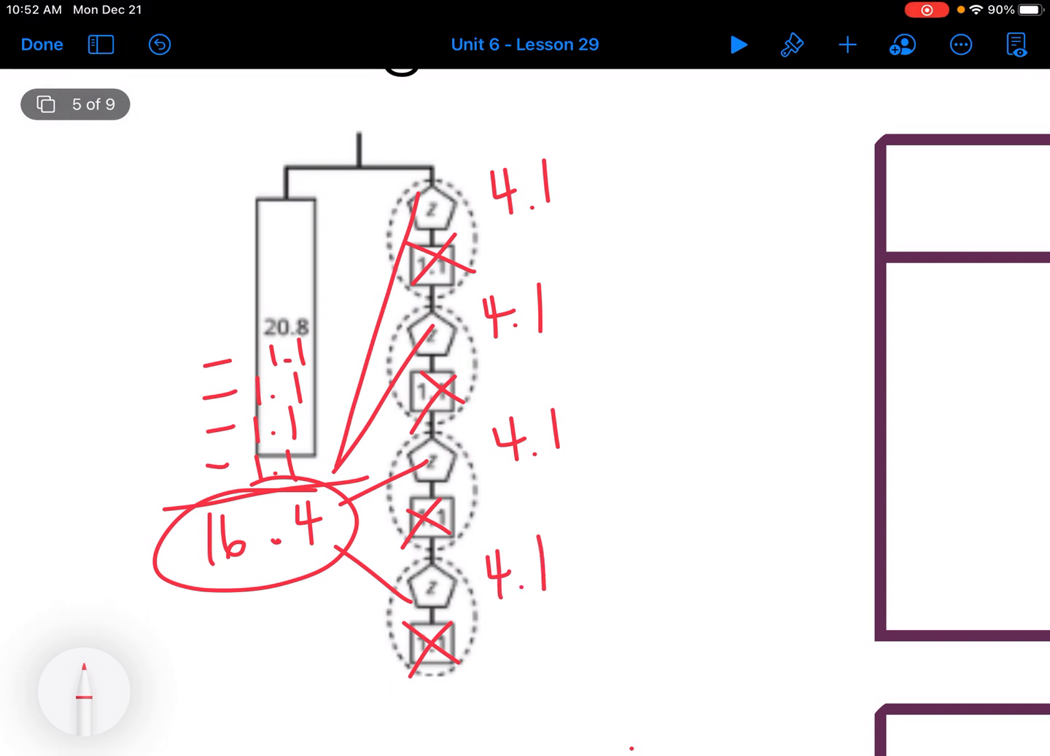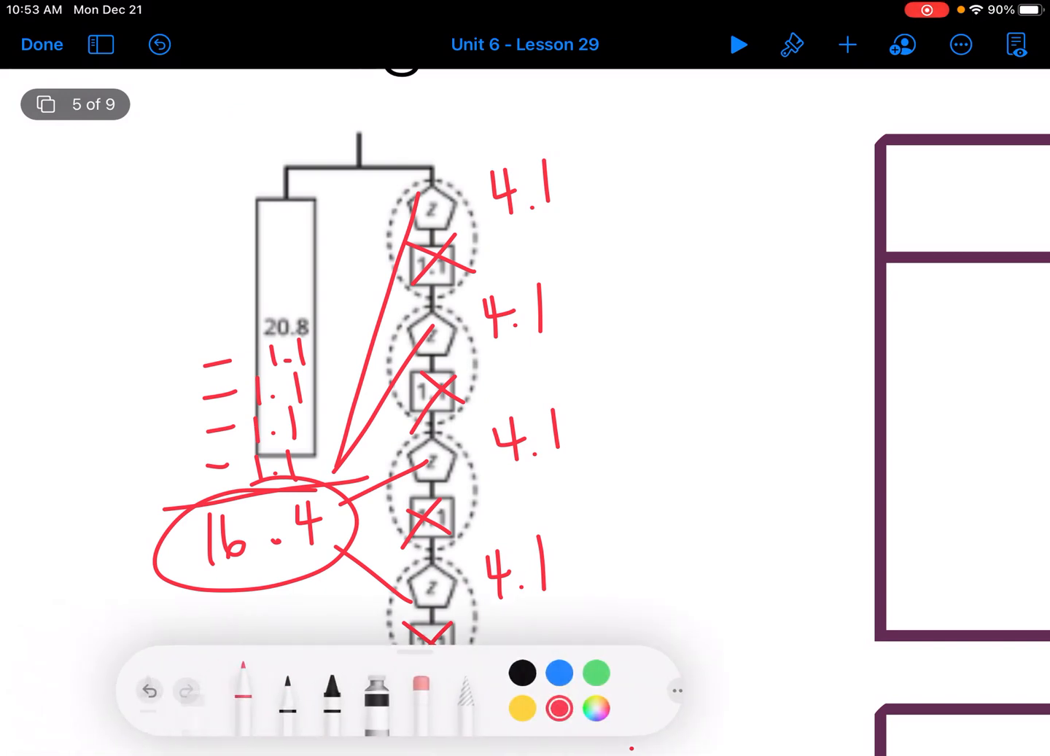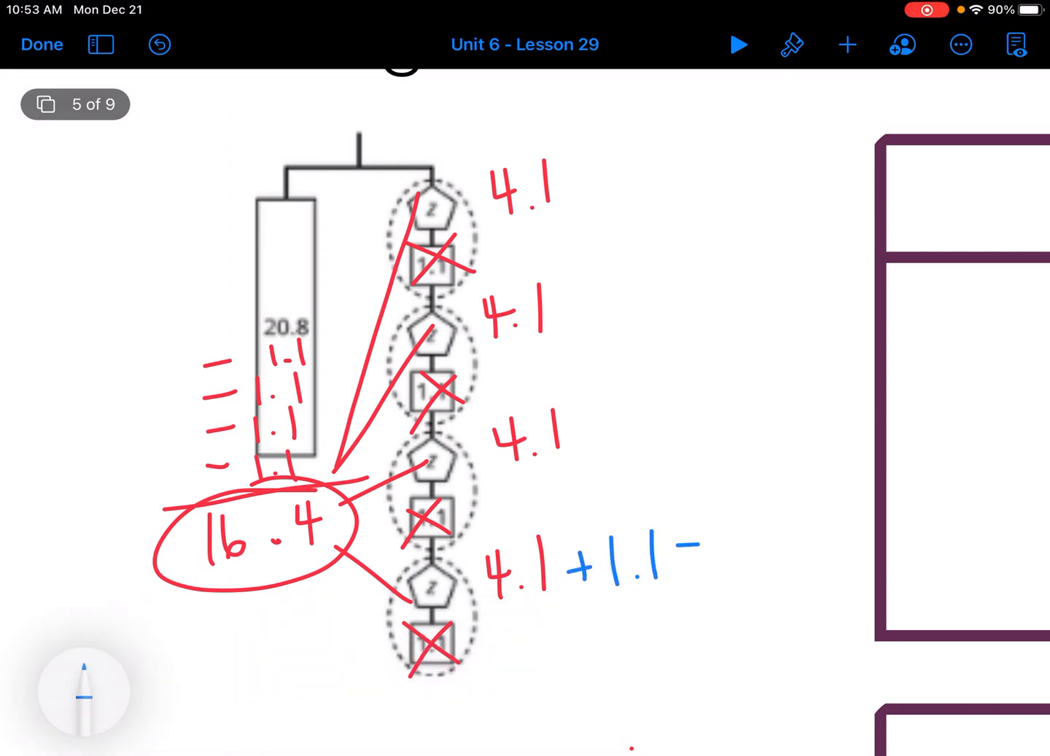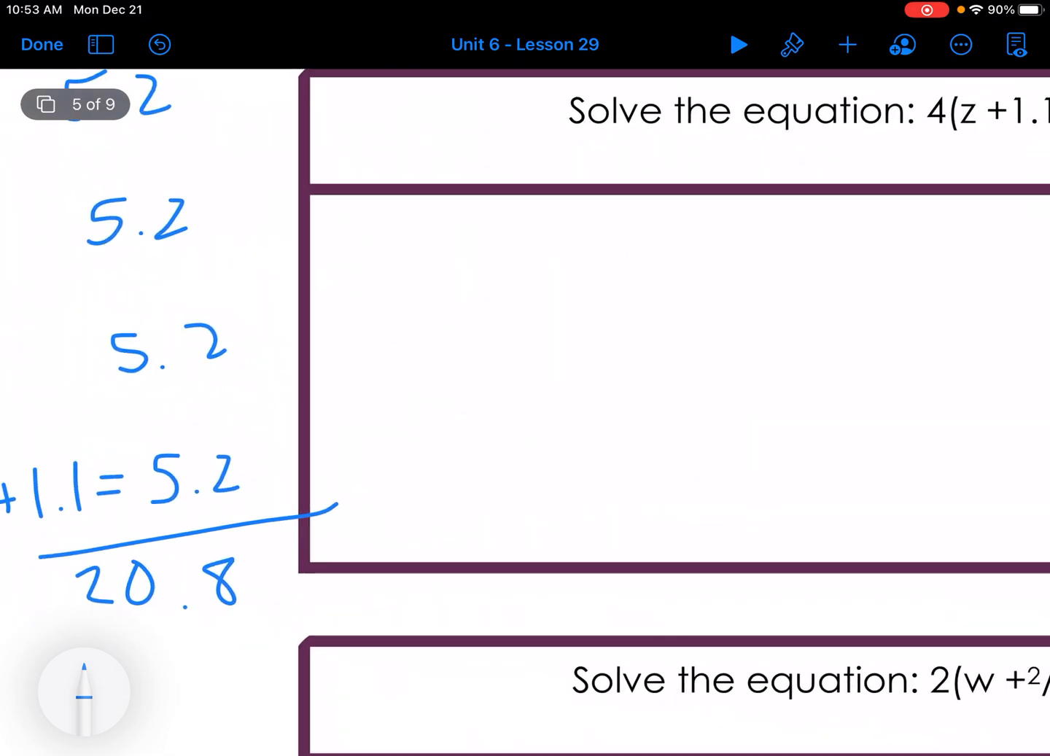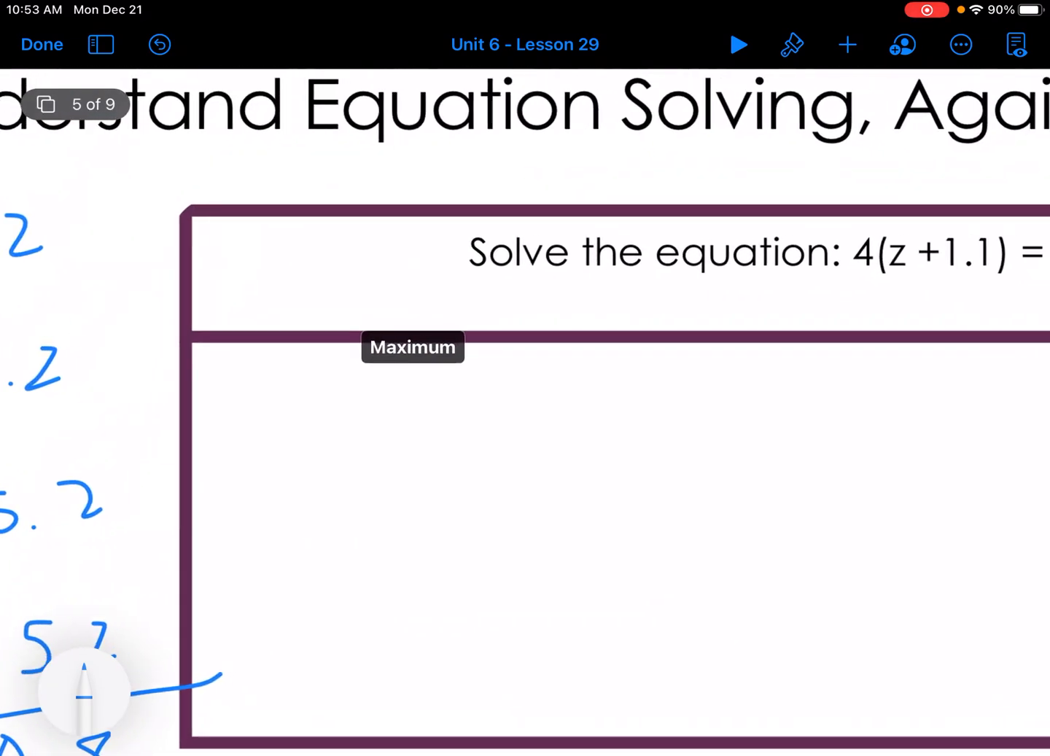And I could use my calculator and say 16.4 divided by 4 to figure out that each one is going to be 4.1. So I'm going to test it to see if I'm right. So 4.1 plus 1.1 is going to give me 5.2. So that would be 5.2, 5.2, because each bundle is going to be the same, each circle. So I'm left with 20.8, and that's what I had here. So it works out. So now let me solve it traditionally.